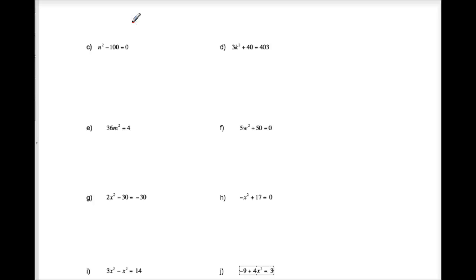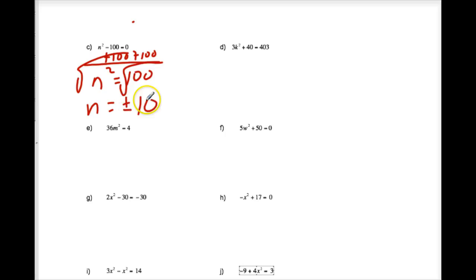All right. Is your n squared isolated? No, it has minus 100. Everybody add a hundo to both sides and then square root both sides. Wait, you've got to isolate your n squared first. Do that, and now you square root it. n equals plus or minus 10.